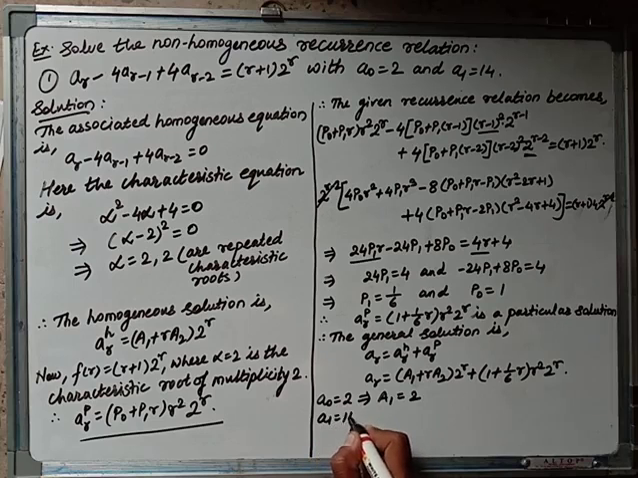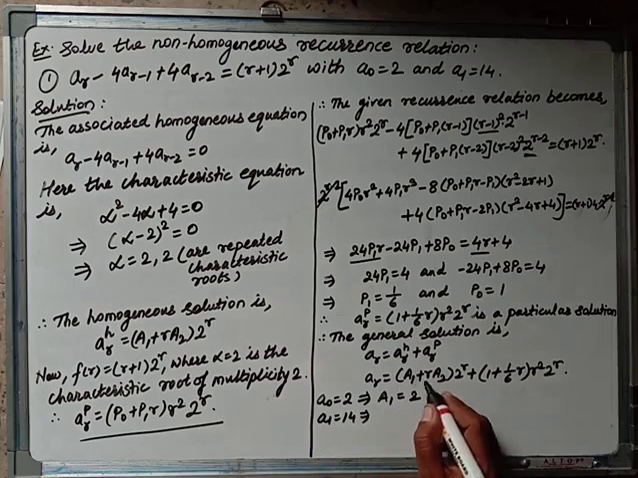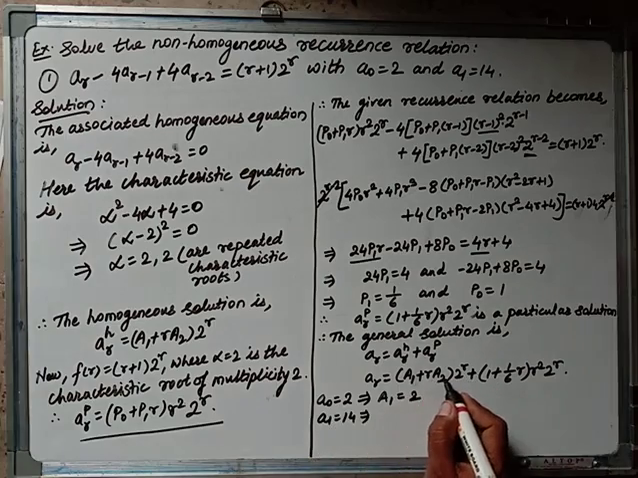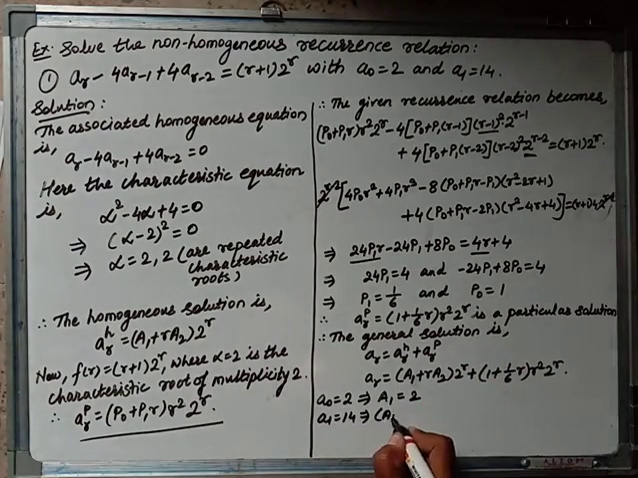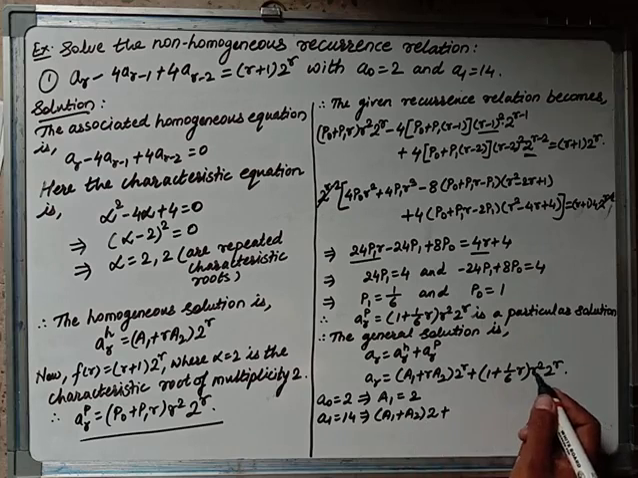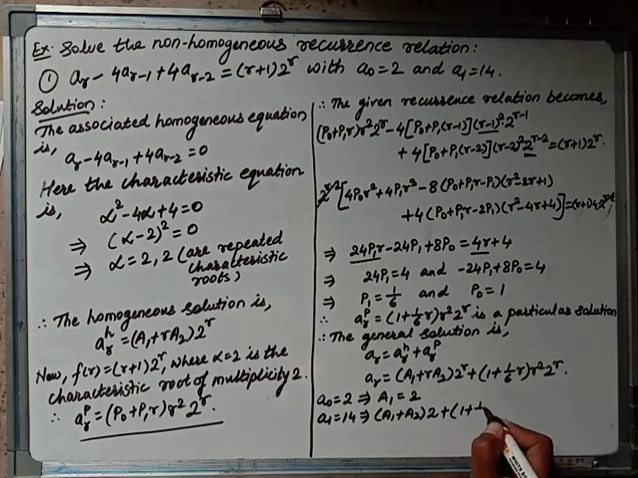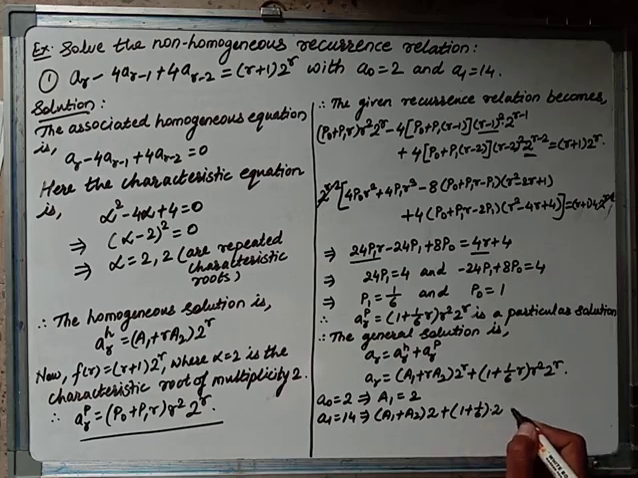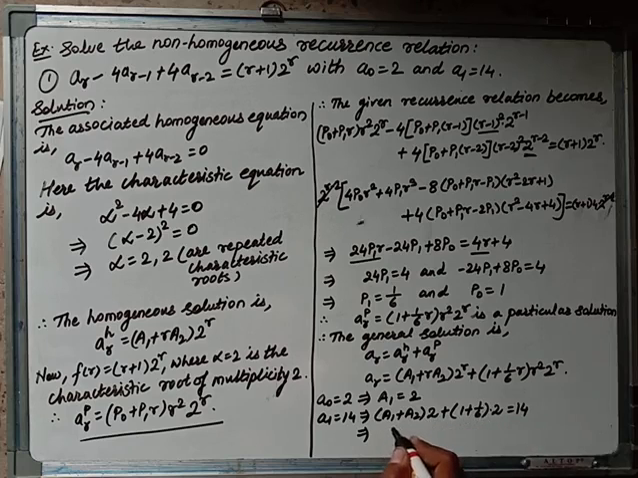A1 equal to 14, meaning R is equal to 1. So here we will get A1 plus A2 into 2 plus 1 plus 1 by 6 into 2, that is equal to 14. So here 2 and this will be 1 by 3. This 2 is also here; we can take 2 common and shift it to the right hand side, so that will become 7.